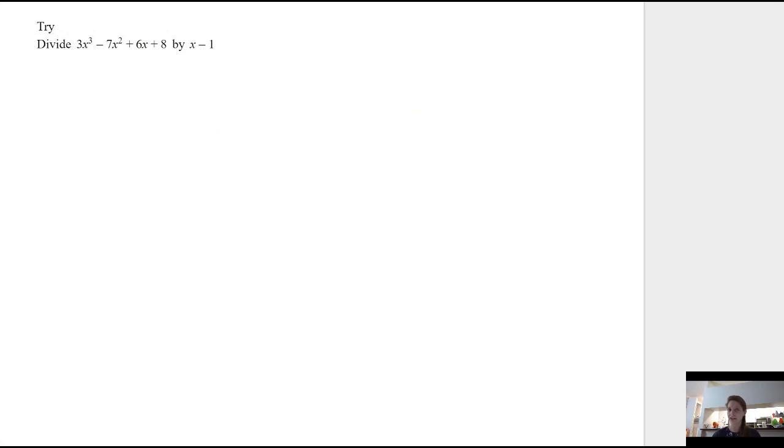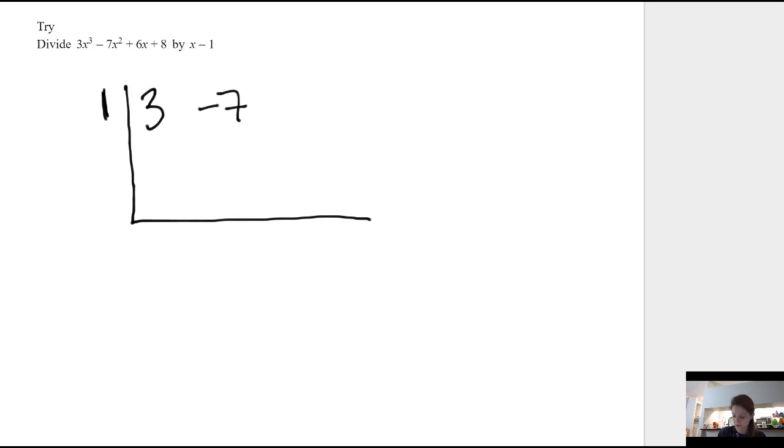In the try, we're dividing a cubic polynomial by a linear binomial. This binomial is of the form x minus k, where k is 1. I have 1. Now I write out the coefficients of the dividend: 3, -7, 6, 8.